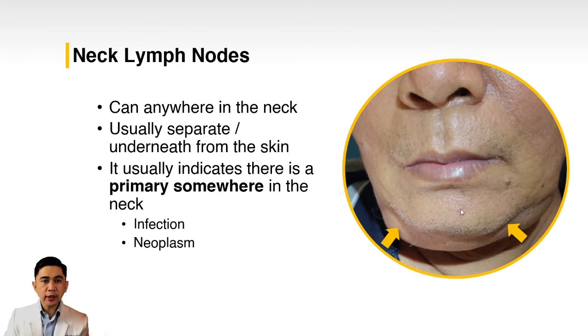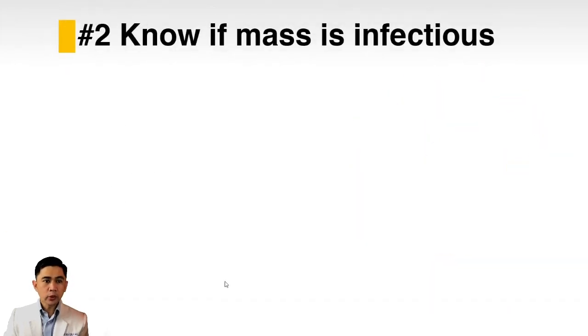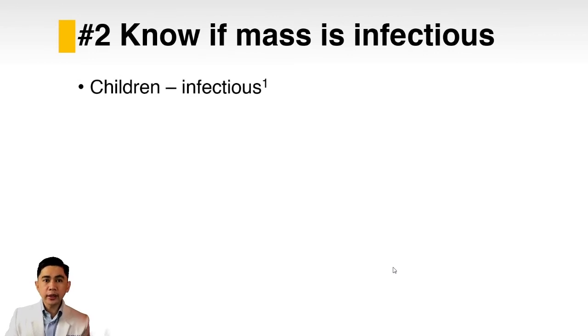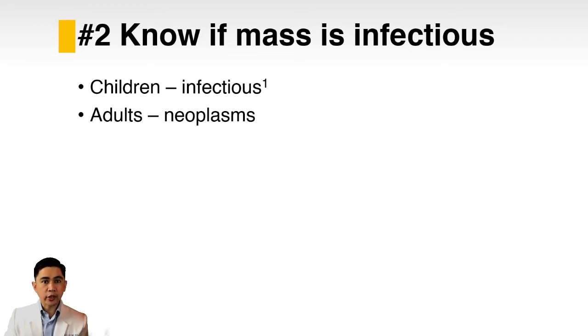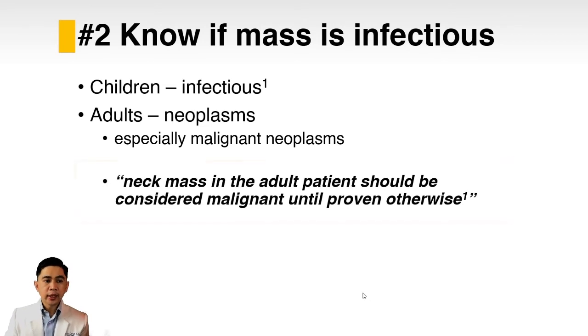So in this case, this is a floor of mouth cancer. Number 2, know if the mass is infectious. In children, neck masses are usually infectious. But in adults, usually it's more neoplastic than infectious, and it is usually malignant. There is an adage that says, a neck mass in the adult patient should be considered malignant until proven otherwise.